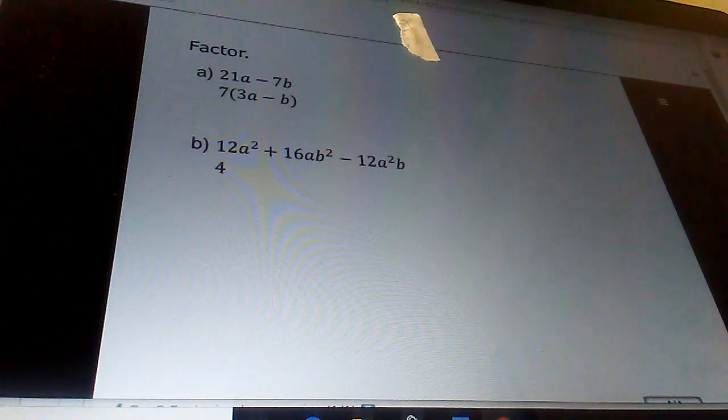Now identify the GCF of the variables, a squared, ab squared, and a squared b. Since each term has a factor of a, the GCF of the variables is a. The GCF is 4a. Now divide each term of the original expression by 4a to find the other factor.